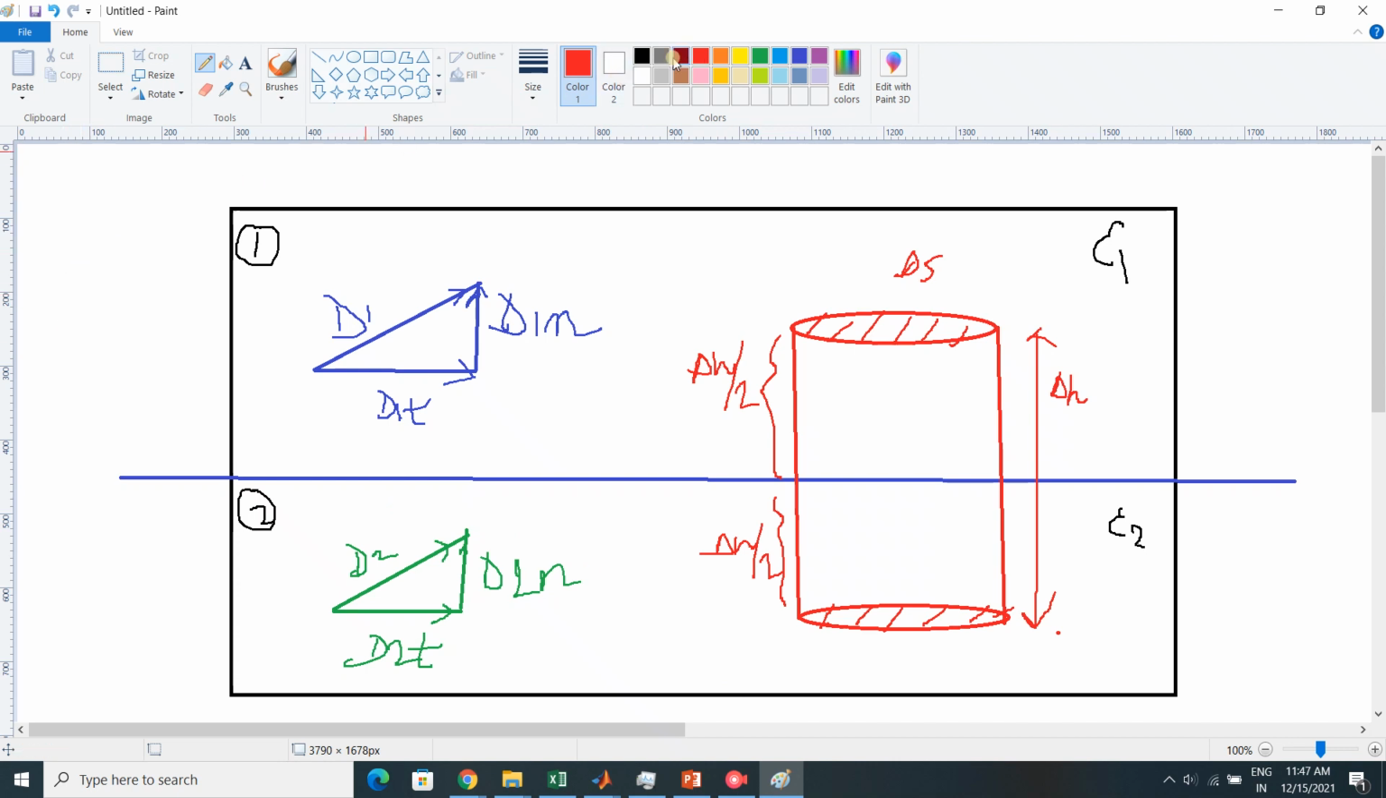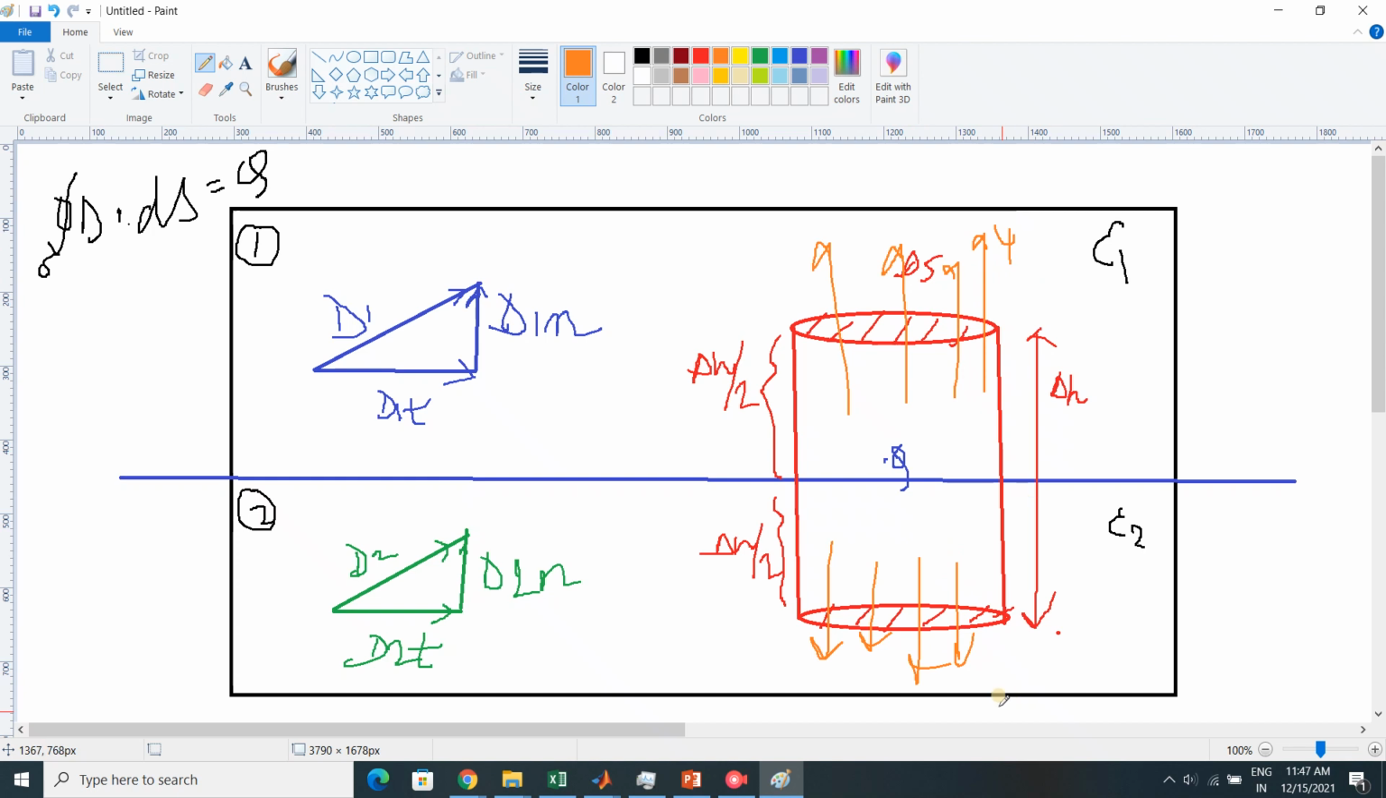Now we apply the equation, the closed surface integral of D dot dS equals Q, the charge enclosed. We assume that at the center there is a charge, and the fluxes are coming out. The fluxes will come out of the top surface and the bottom surface. The flux is psi.